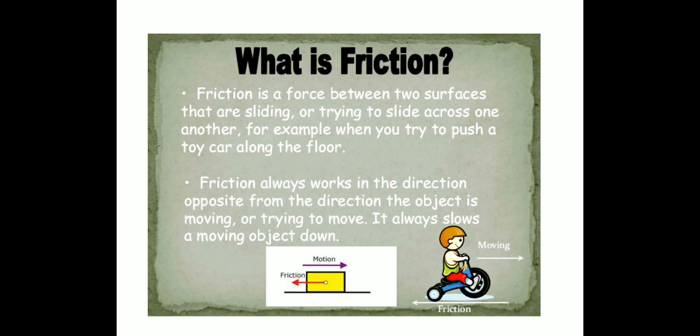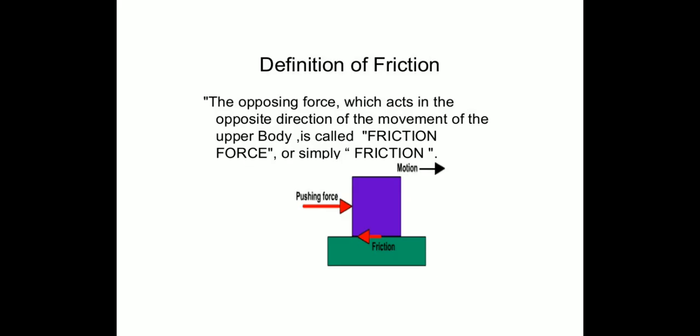What is friction? Friction is a force between two surfaces that are sliding or trying to slide across one another. For example, when you try to push a toy car along a floor, the toy car motion is this side, so the friction happens in the opposite direction. Friction always works in the direction opposite from the direction of the object that is moving or trying to move. It always slows a moving object down.